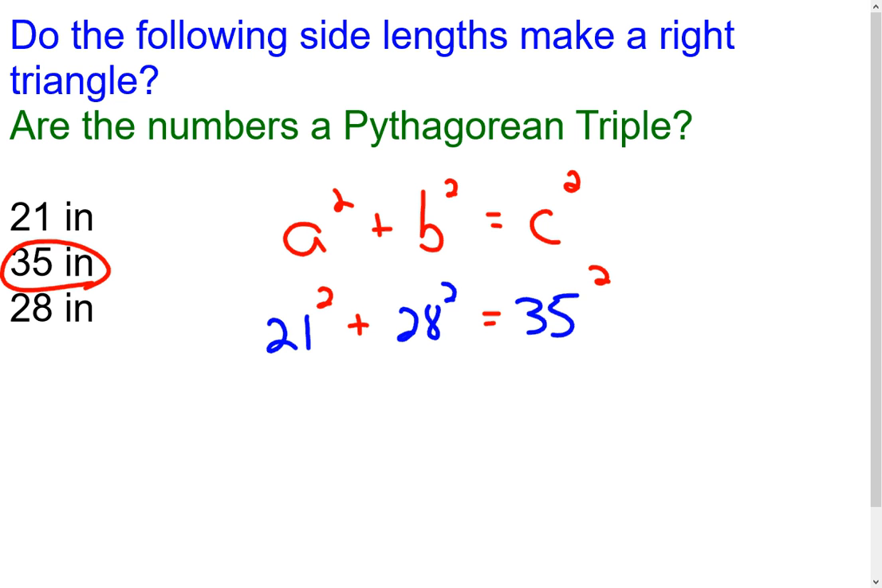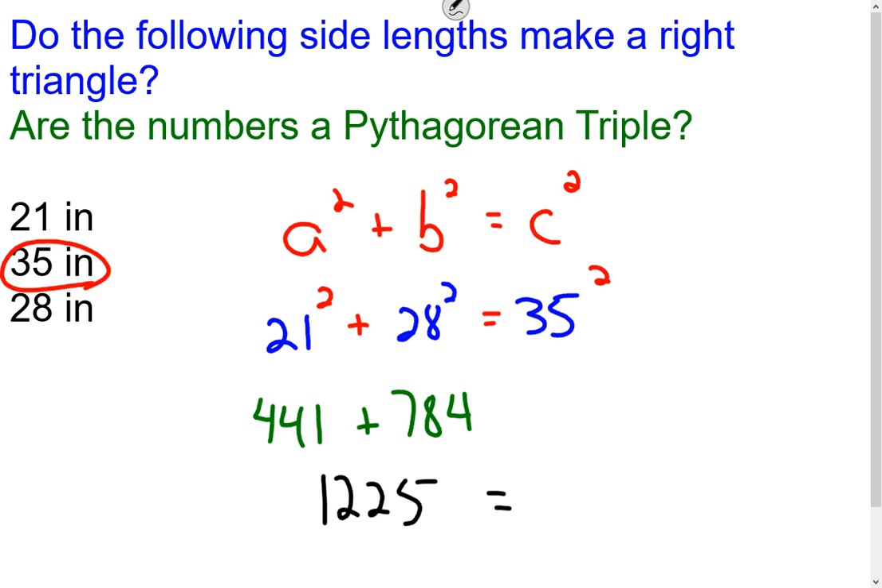So I look at it and I go, well, 21 squared comes out to 441, plus I have to add on 28 squared, which is 784. When I add these two numbers together, it comes out to be 1,225. Well, if I square 35, that is also 1,225, which means, yes, we have a right triangle.